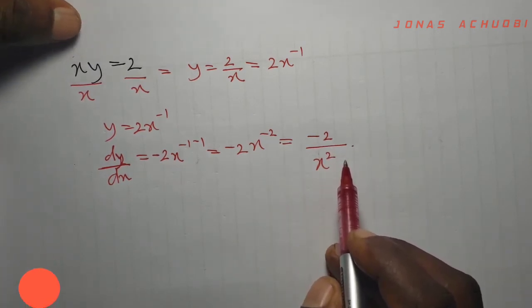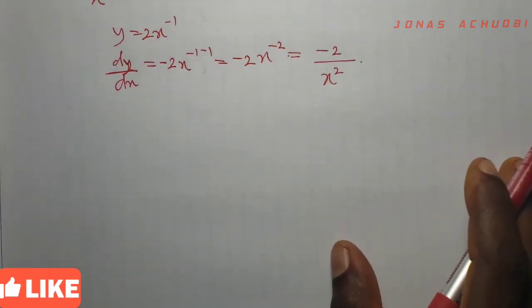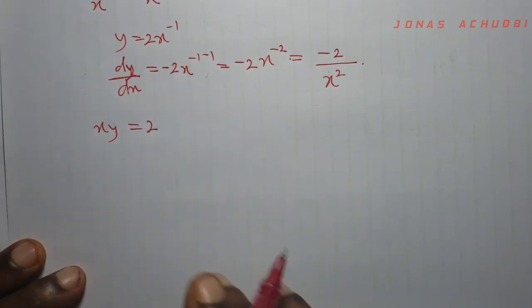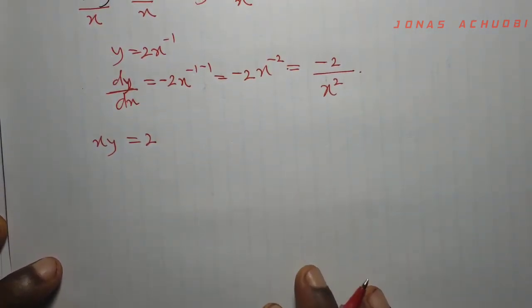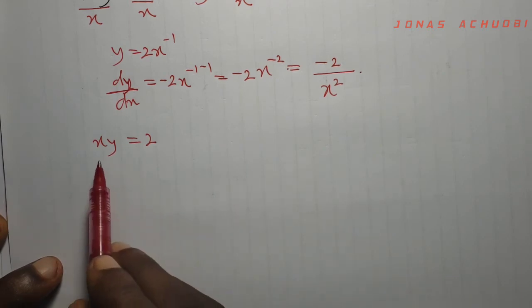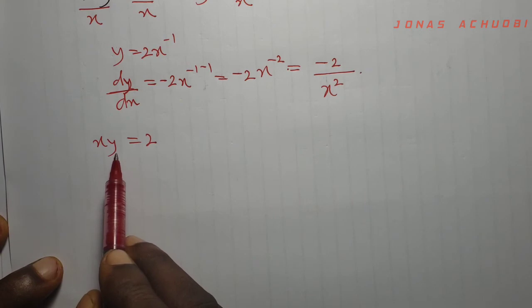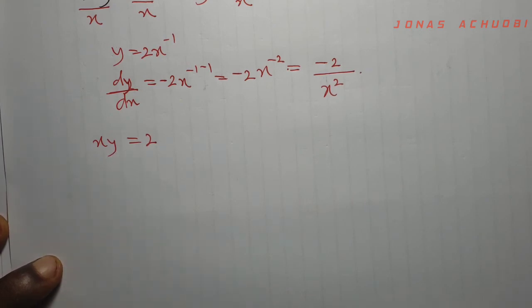Let us quickly differentiate the function implicitly and see what we get. So again, we differentiate xy equal to 2. But this time, we choose to differentiate implicitly, the way it should have been. Now you observe that the left-hand side is a product of two functions, x and y. So we shall also apply the product rule of differentiation, and I hope you recall what it is.